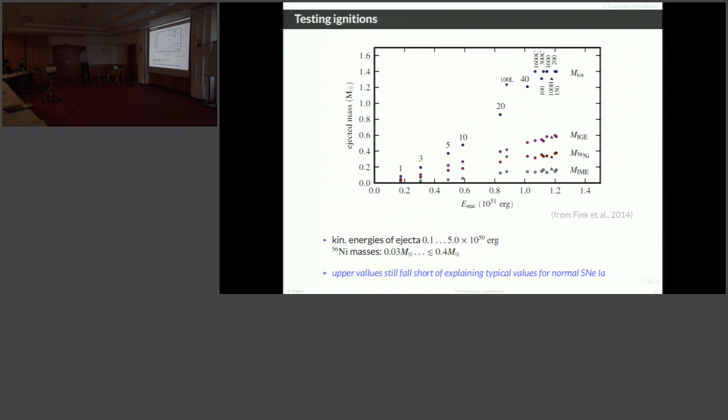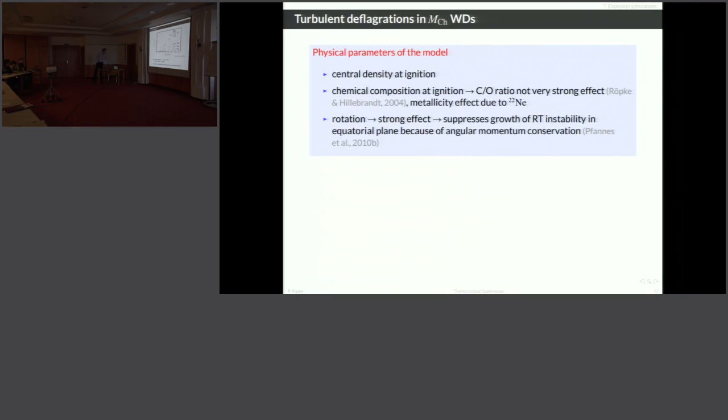The other important number given in this plot is the nickel 56 mass. That's actually given here by these red dots. And you see that there's not much variation. So the nickel 56 masses that we find in these models range between 0.03 solar masses up to, at best, 0.4 solar masses. So that means no matter how vigorously you ignite these models, it is hard to actually reach nickel 56 masses that are above something like 0.4 solar masses. And this is too faint to produce the range of normal type 1a supernovae.